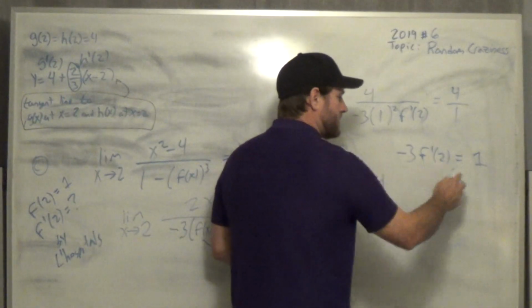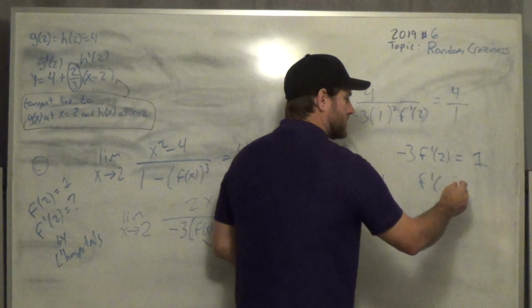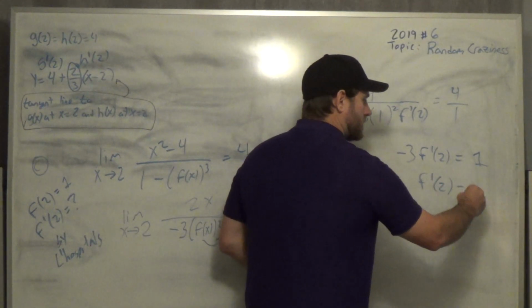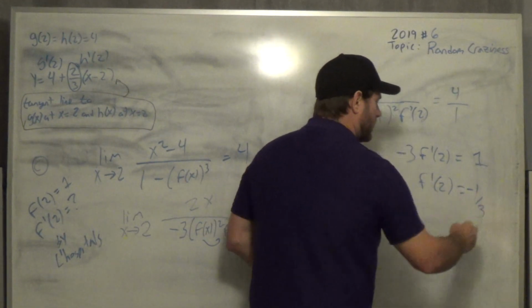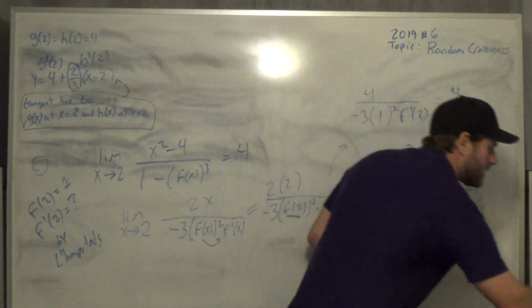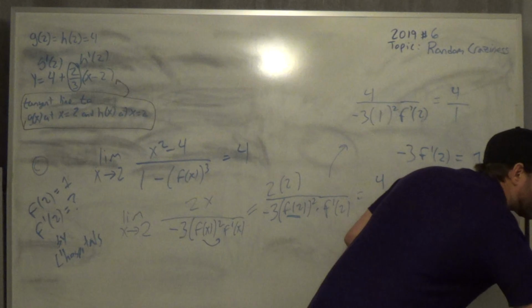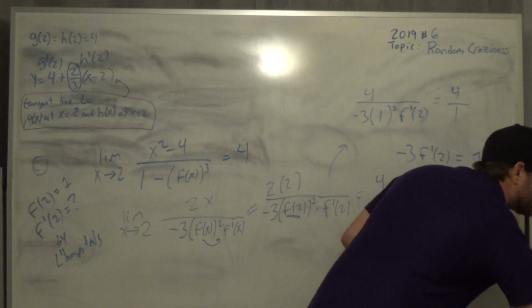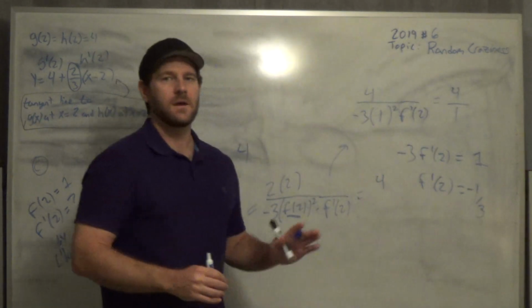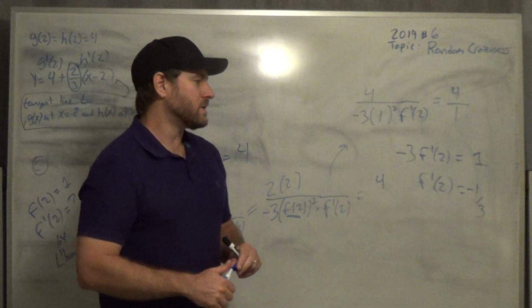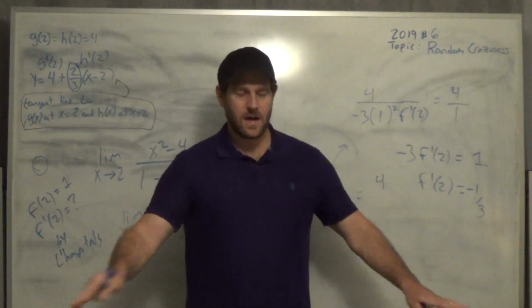And then I'm going to divide. And I get f prime 2 equals negative 1/3. And I'm making sure it's right because that's a crazy question and I don't even feel great about it. But it is correct. Okay, and there you go. And then that's part B. All right, that's all done. That's great.